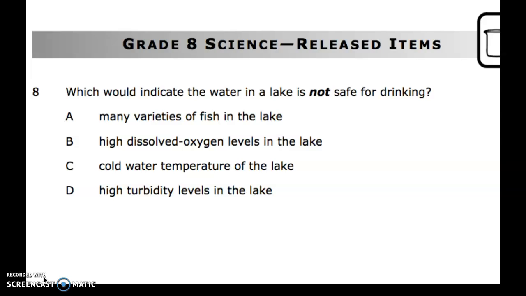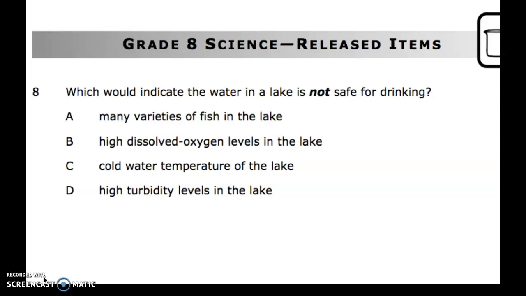Which would indicate the water in a lake is not safe for drinking? So we're looking for one of our water quality indicators, and it's got to be in the negative indicator region. So A says many varieties of species in the lake. That means we have a high biodiversity. We learned that the higher the biodiversity, the healthier the water, so A is not true.